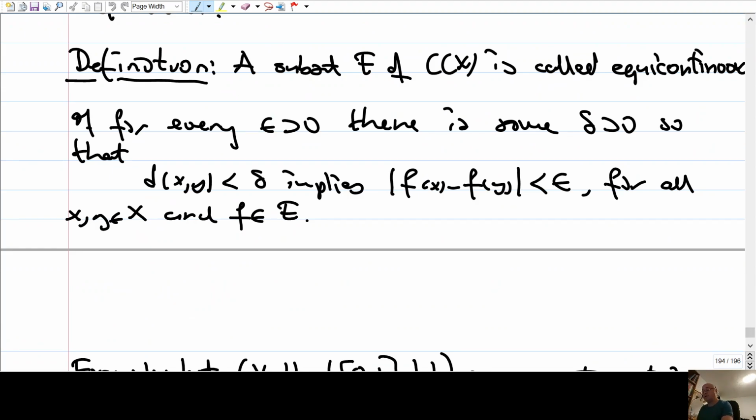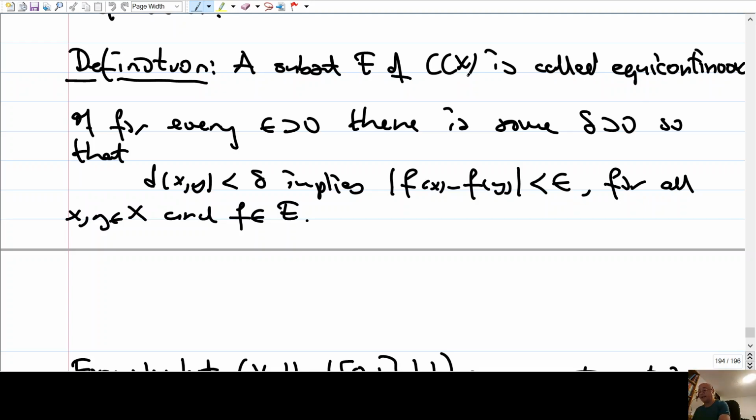A subset E of a function space C(X) is called equicontinuous if for every epsilon there is some delta so that this delta works for all the functions in this subset E, okay? Which means whenever x and y are delta close to each other, then their images are epsilon close to each other under all functions in the subset E.